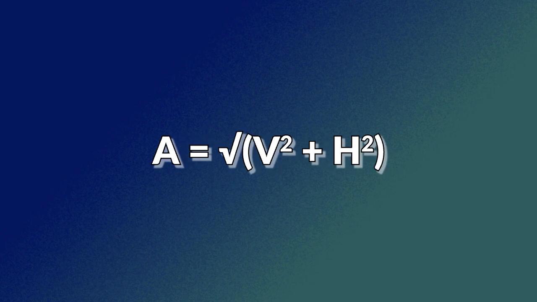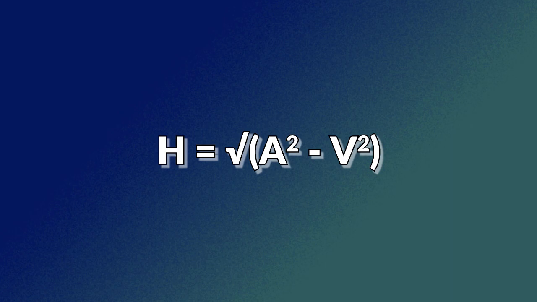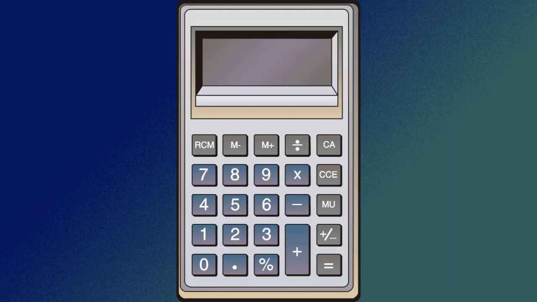You can solve the actual distance by the following equation. The actual distance equals the square root of the vertical distance squared plus the horizontal distance squared. You can solve the horizontal distance by following the equation. Horizontal distance equals the square root of the actual distance squared minus the vertical distance squared. Anyone have a calculator handy?